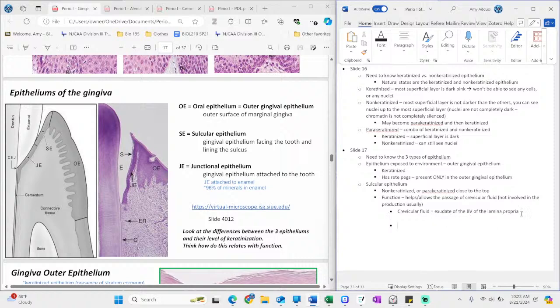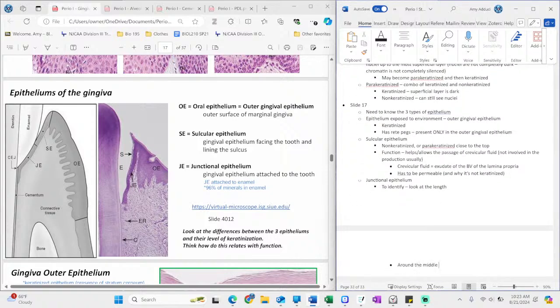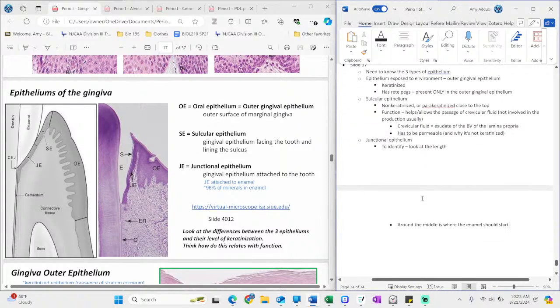Then, how to identify the junctional epithelium? The easy way is always look at the length of the whole thing. Around the middle is where the enamel should start. Therefore, this inner middle is the junctional epithelium. That's the easy way for you to identify it. Okay?